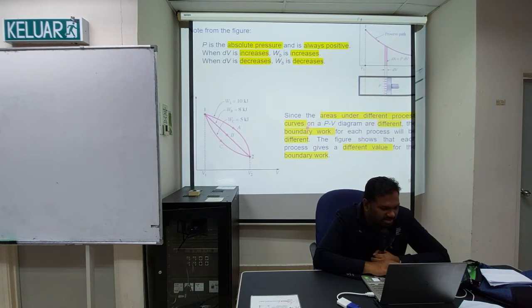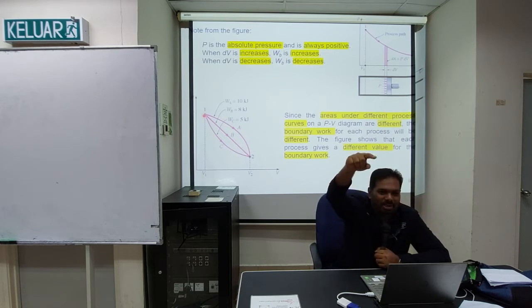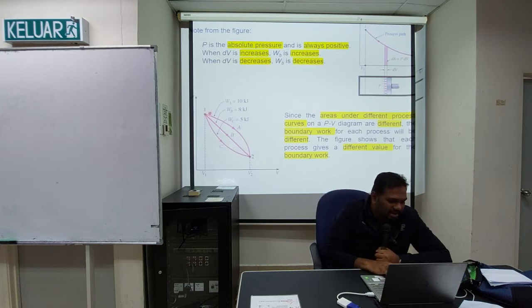Since the areas under the different process curves on the PV diagram are different, the boundary work for each process will be different. The figure shows that each process gives a different value for the boundary work. So kalau you tengok dekat sini PV diagram, kita panggil PV diagram ataupun PV graph. So pressure times volume. So from point 1 to point 2, you can use a different path. So macam kalau you nak gerak dari Power ke Kangar, you boleh lalu various way. Boleh lalu Changlun Kuala Perlis Highway, boleh lalu melalui Pekan Power, boleh lalu other road, right? So for you to reach from point 1 to point 2, state 1 to state 2, you can take various paths. Okay, so various paths, area under the curve dia berlainan.